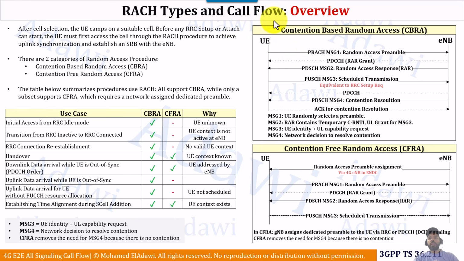This slide covers the RACH types and the call flow in general. But first I would like to give you a quick recap in case you don't know about the RACH in general. We already completed the cell selection, so now the UE, as mentioned here, can be on a suitable cell. Before any RRC setup or attach, the user needs to first get access through the RACH procedure to achieve uplink synchronization and to establish the signaling radio bearer, or SRB, with the gNB.